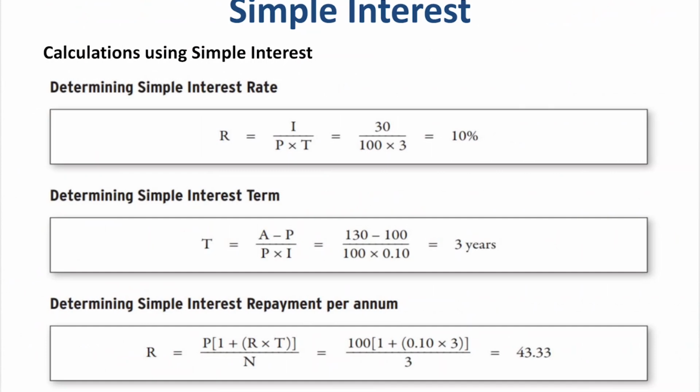This slide is really just looking at an application of the formula, and here you divide by the number of years, three. This will tell you the simple interest repayment per year, which is $43.33.